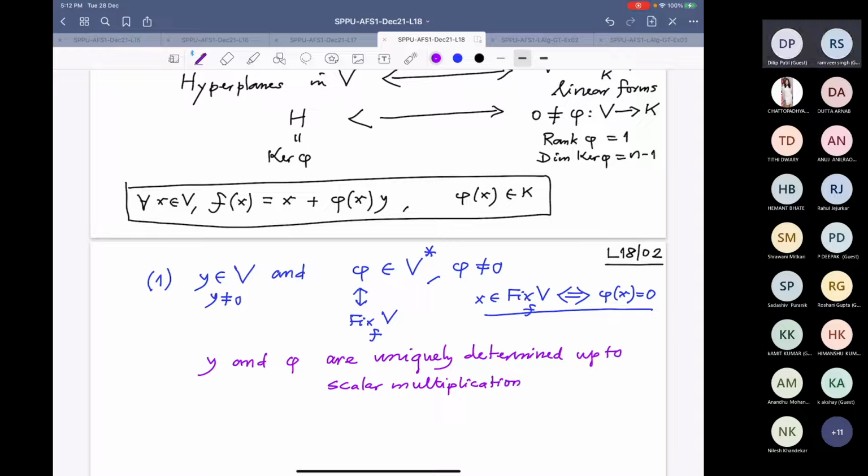This I want you to check. So I will write here, you should check this. What does that mean? That means if there is another y, another phi which also satisfies such an equation, then that y will be a scalar multiple of the other y. And similarly the linear form. That is very, very simple to check.